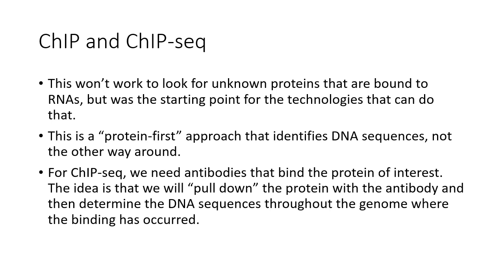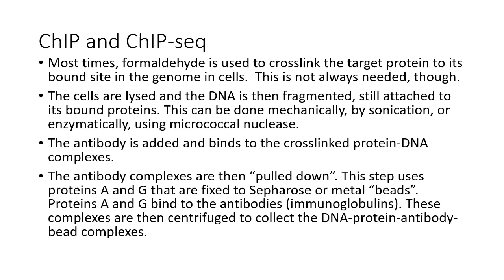Okay, so this won't work for unknown proteins, but it's a starting point for technologies that can do that. So this is a protein first approach, and importantly, we need antibodies that specifically bind the protein of interest that we're going to then pull down with the antibody and then determine what DNA sequences throughout the genome where binding occurred. Okay, so I think I just said all this. What I simply did here is just step through the whole process. So it's important that you precipitate the antigen-antibody complexes along with the cross-linked DNA, and then ultimately sequence the DNA.